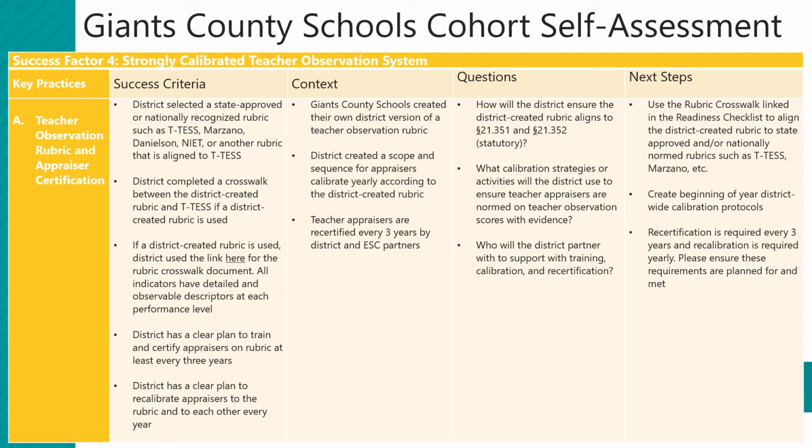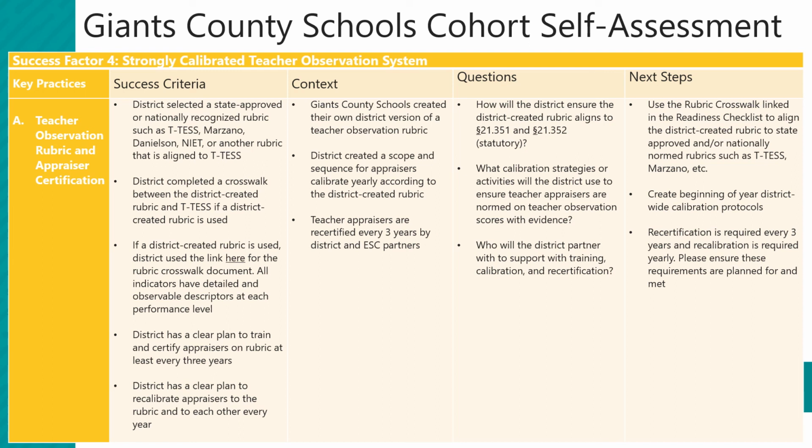Here, we've gone over the success criteria, the context, and the questions. Another way to think about the next steps is that they can be answers to the questions. So if we look at the first question, how will the district ensure that the district created rubric aligns to statute 21.351 and 21.352? The next step can be a response to that question.